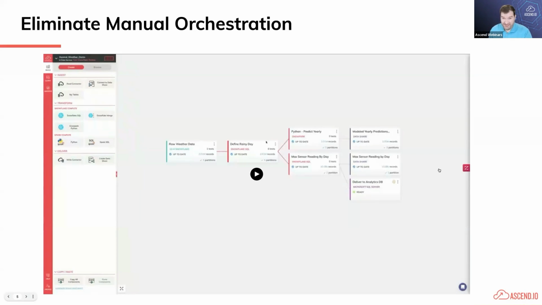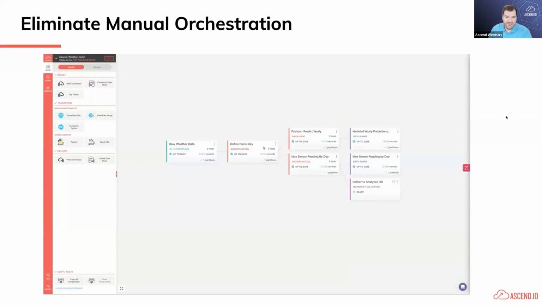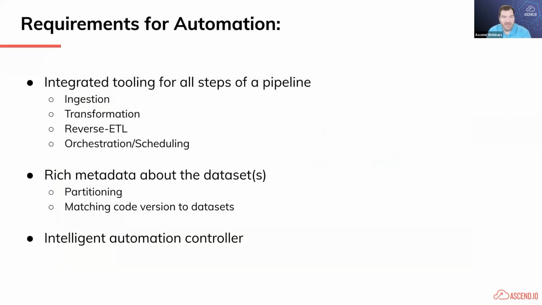So all this stuff is just a complete paradigm shift when it comes to automating your data pipelines. So how do we do that? What are some of the requirements that we need in order to automate these pipelines? And then we'll get into specifically on Azure, what does that look like in just a moment.